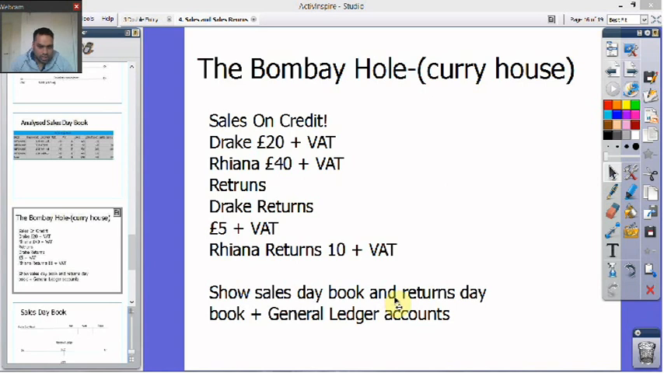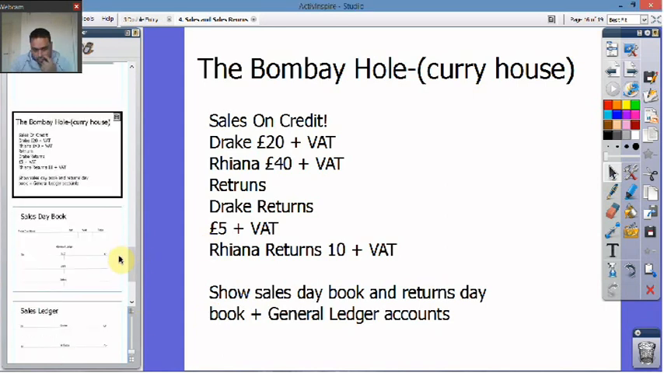So we've got sales on credit. Drake, Rihanna returns. Drake returns something for £5 and Rihanna returns something for £10. So obviously normally when you go visit a curry house you have to pay up front, but because we've got Drake and Rihanna going to this curry house, they're not going to charge them up front. They're going to allow them to have some credit. So let's see how this works. So we've got Drake, he pays £20, Rihanna pays £40.